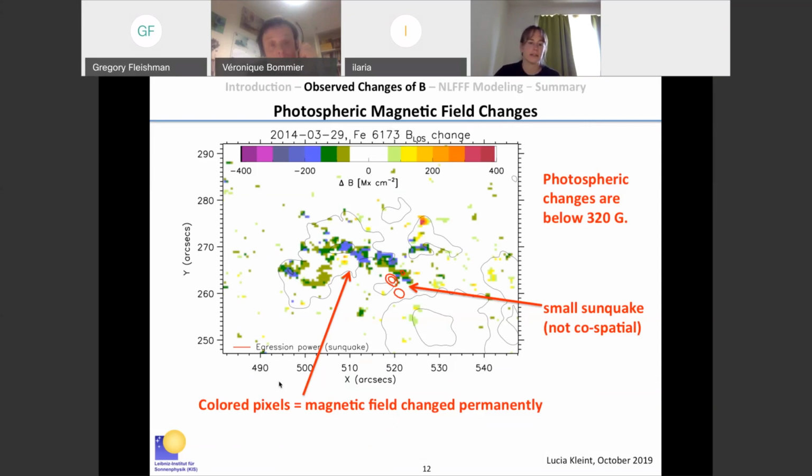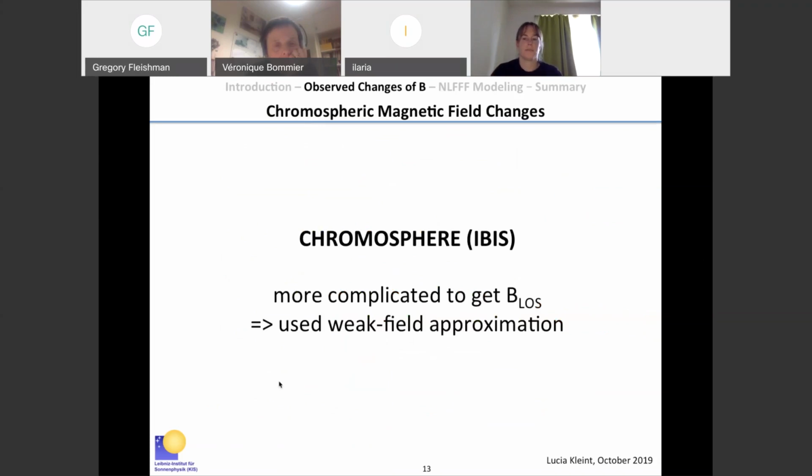There are single pixels which also may have changed, but by and large the areas are coherent. What's also drawn here is where the small sunquake was. These are the red contours, and one can see that it did not coincide with these magnetic field changes. So from that, we now have a map of the photospheric magnetic field changes. And now we do the same for the chromosphere.